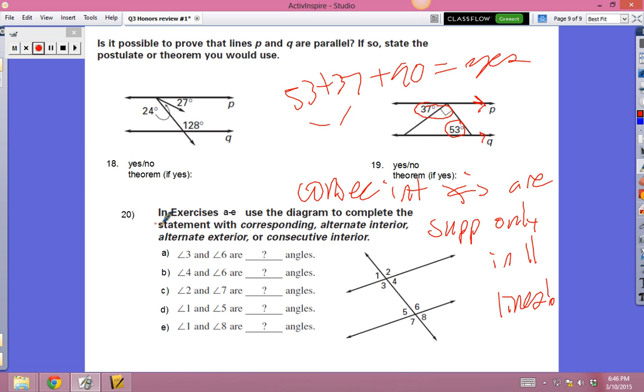Get 20. I think no one missed this. A, 3 and 6. 3 and 6 are alternate interior. 4 and 6, 4 and 6 are consecutive interior. 2 and 7 are alternate exterior. 1 and 5, those are the same location, those are corresponding. 1 and 8, those are alternate exterior.